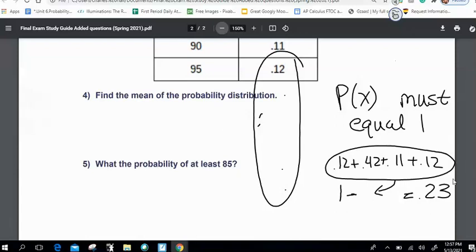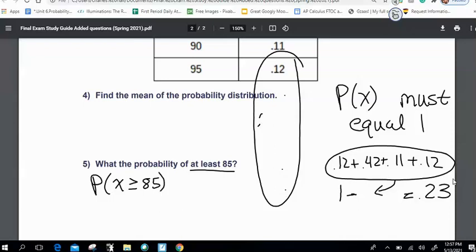All right, so the question here for number 5 is, what is the probability of getting at least 85, or having an 85? So if you talk about at least 85, the probability here means 85 and more, right? So we're going to say X is greater than or equal to 85.